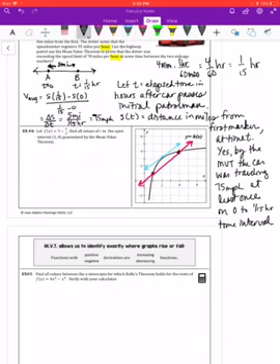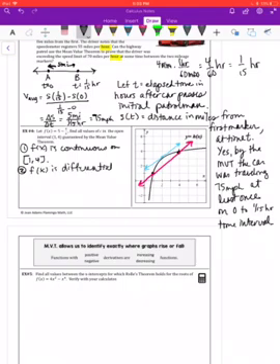So I would say, number 1, f of x is continuous on the closed interval 1, 4. Number 2, f of x is differentiable on the open interval 1, 4.